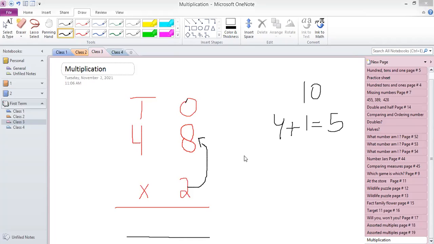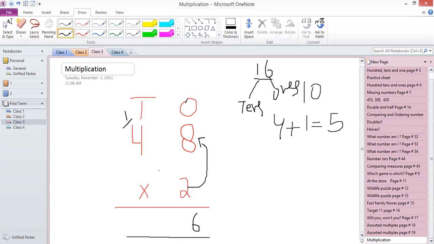16. Very good. In 16, there are 2 digits, 1 and 6. This is tens and this is ones. So 6 you will write here, and the 1 ten you will regroup with the tens. Now you will multiply this 2 by 4. So 2 by 4 equals what? 8.